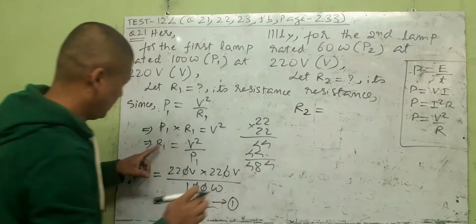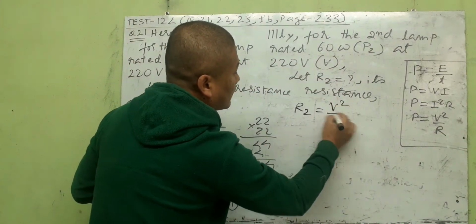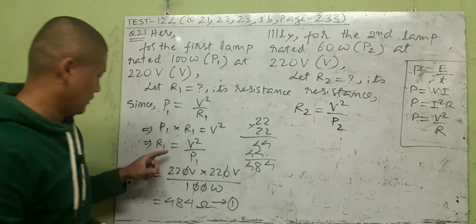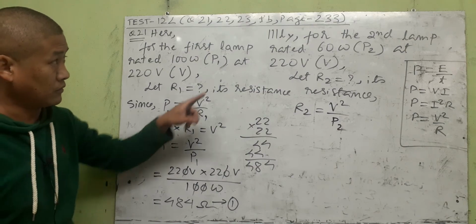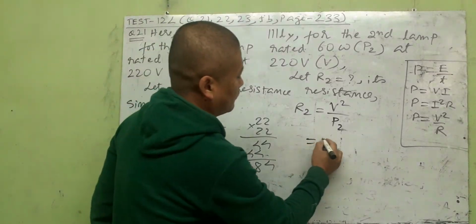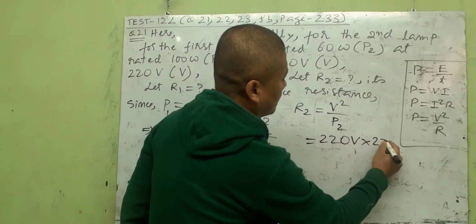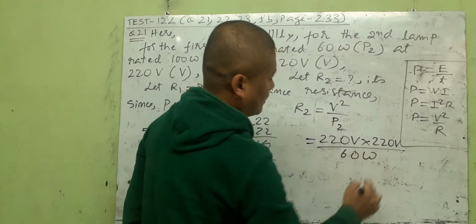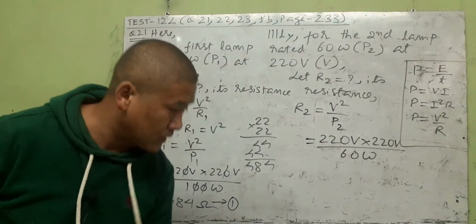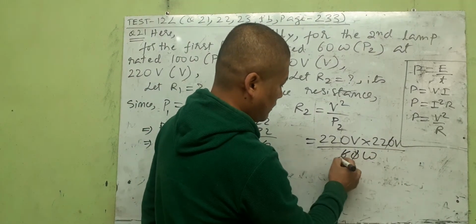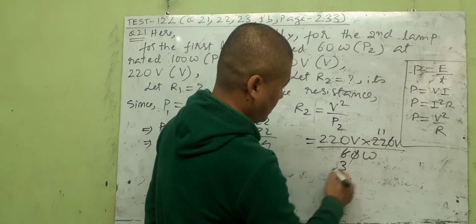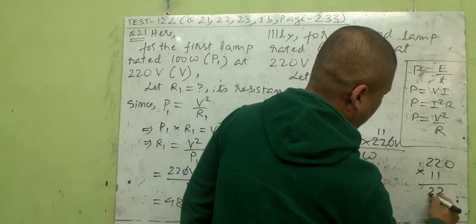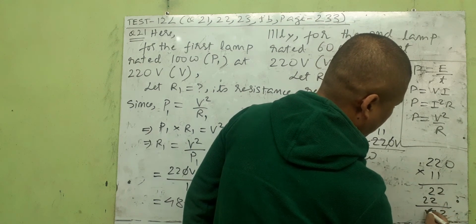R2 will be like this one, V is same, so V squared by P2. Now we are going to use P2. So we're able to skip these two steps because we have put it similarly, in the same way we did for the first one, that's what we mean. 220 volt into 220 volt divided by P2, which is 60 watt. So like this, once we're through with this, these two will cancel off. 2 3s are 6, and then 2 into 11, so 220 multiplied by 11.